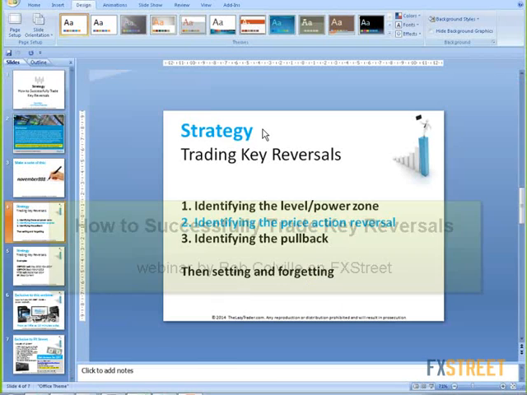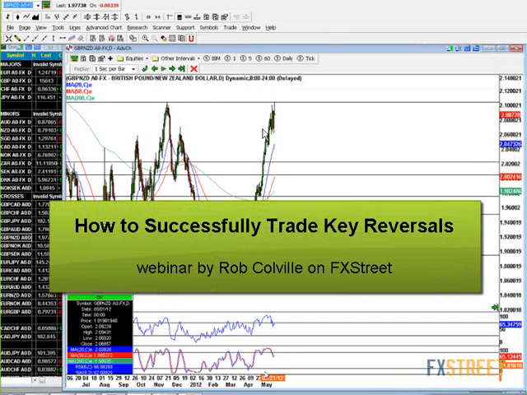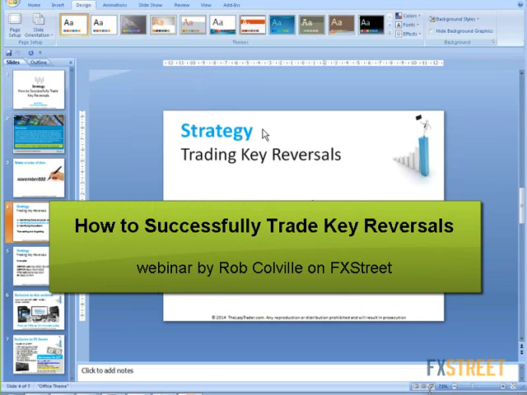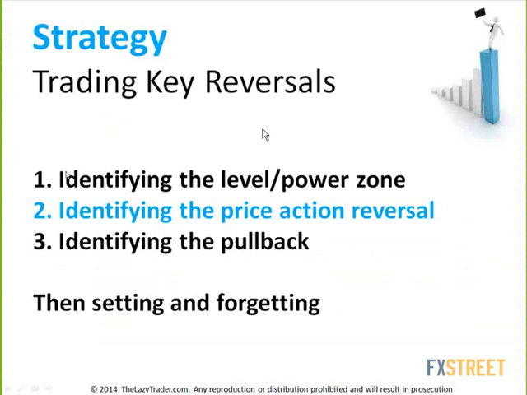So we'll come back to this slideshow and go straight to the charts here. The first thing I wanted to talk to you about in terms of this process is you need to identify the level, what we call a power zone, a strong horizontal level which could potentially stop price action going up or going down, a key barrier, suffice to say. And then what we do is look for a price action reversal, and then we look for the pullback. And guess what? We trade all three of these.